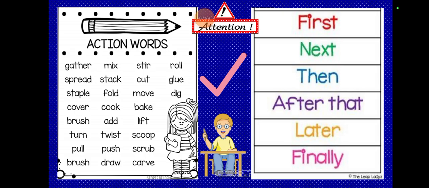Okay, because these are somehow the starters and enders. So if you jumble this one, your paragraph is going to be wrong. So it's a format. Stick to this format: first, next, then, after that, later, and finally.